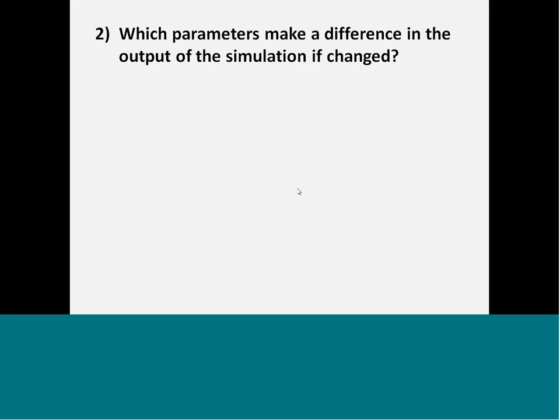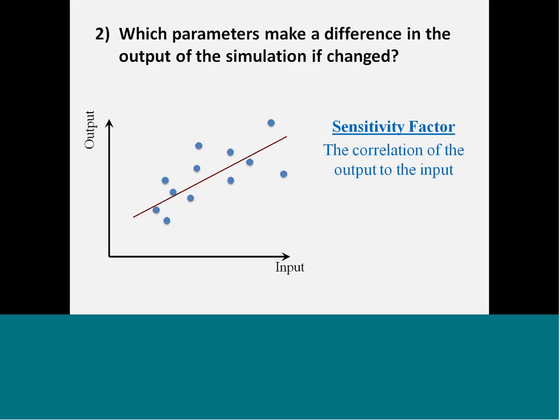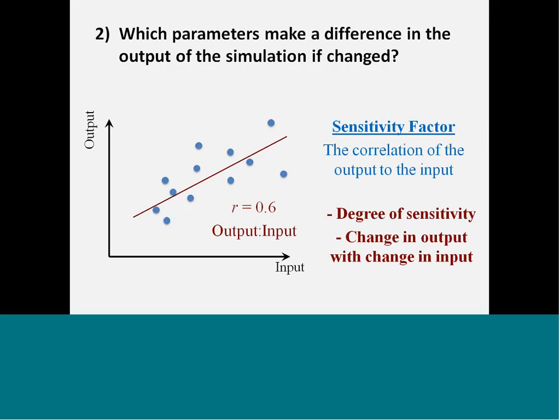Now for a second question: which parameters make a difference in the output of the simulation if we change them? This is our question of sensitivity, and we have to realize there are many different ways to calculate sensitivity. In our opinion, the most insightful that we found is based on a simple correlation coefficient with the corresponding slope of the output versus the input. Here the correlation coefficient is an indicator of the degree of sensitivity, and the slope will give us an estimated ratio of how the output changes with respect to the input.